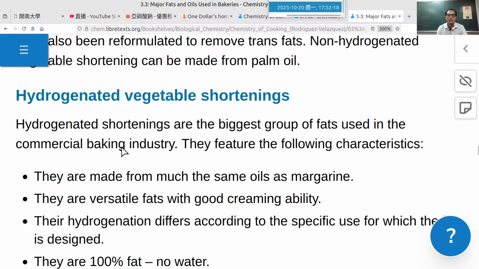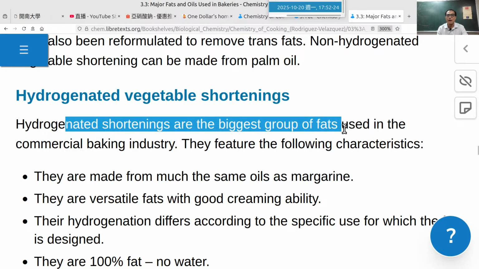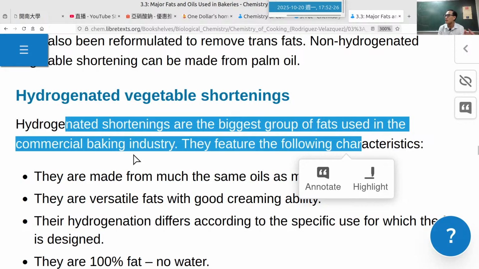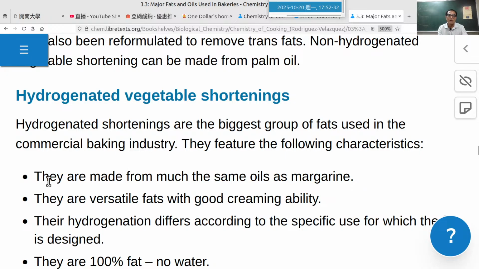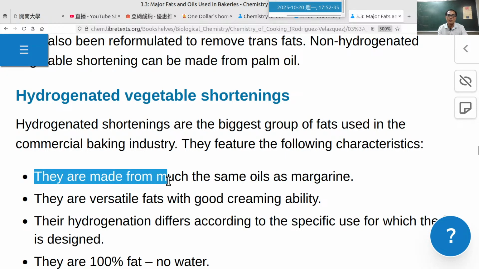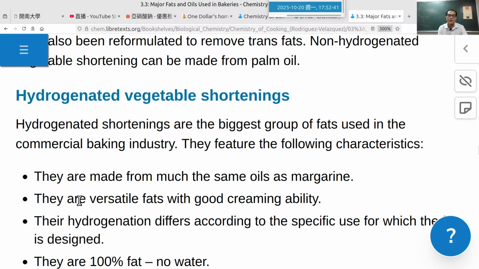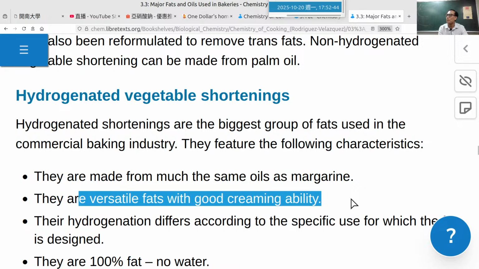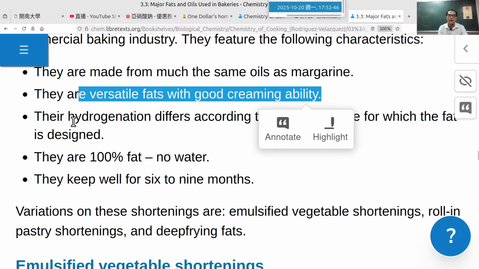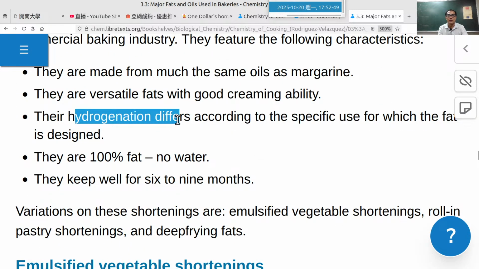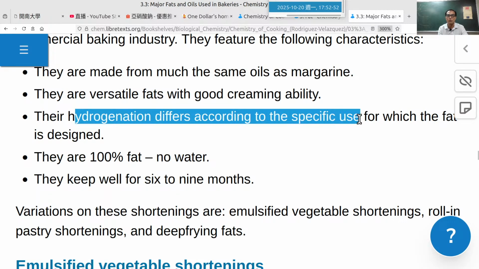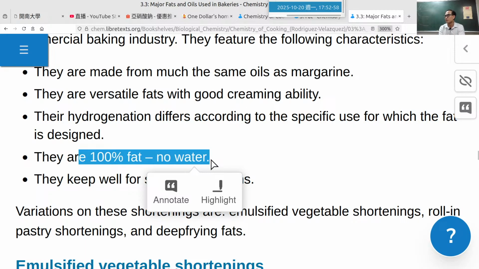Okay. Hydrogenated vegetable oil shortenings. Hydrogenated shortenings are the biggest group of fat used in the commercial baking industry. They feature the following characteristics. First, they are made from much the same oil as margarine. Second, they are versatile fats with good creaming ability. Third, their hydrogenation differs according to the specific use. They are 100% fat, no water.